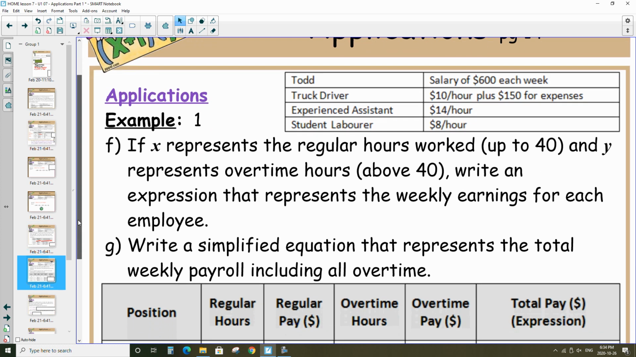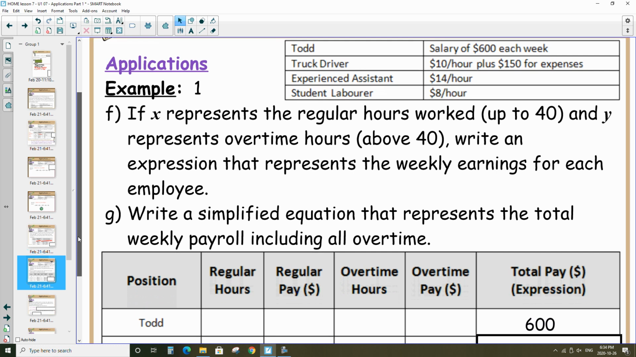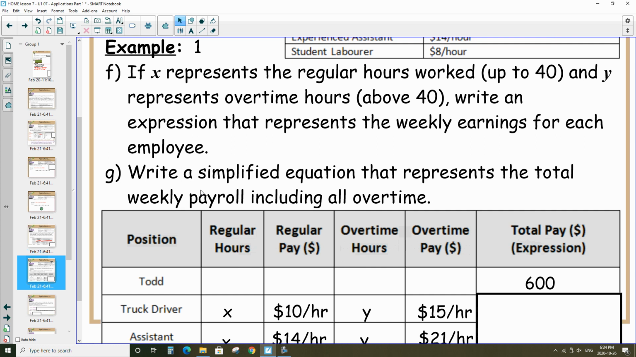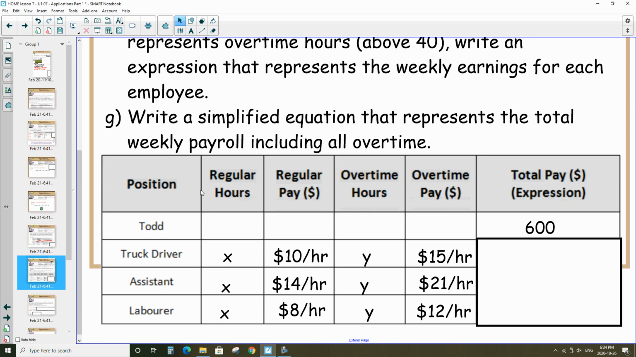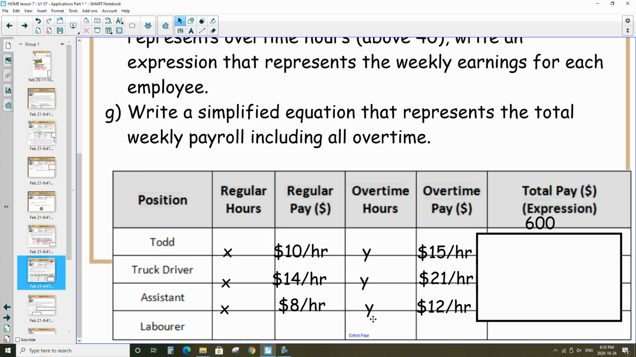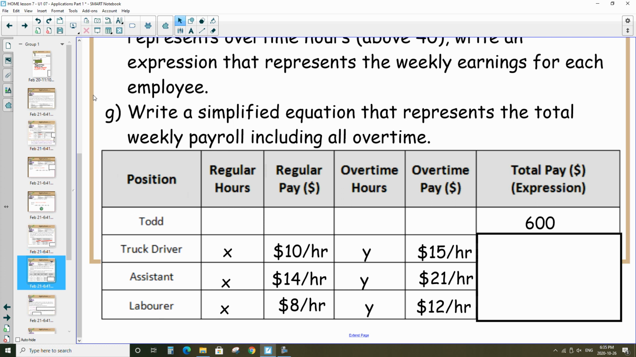Question F, if X represents the regular hours worked up to 40 and Y represents overtime hours over 40, write the expression that represents the weekly earnings for each employee. And then write a simplified equation that represents the total weekly payroll, including overtime. Okay, so we've got another chart here. The regular hours are represented by X, and those are the regular rates here. Overtime hours, we're going to use a different letter because they're going to be different rates.